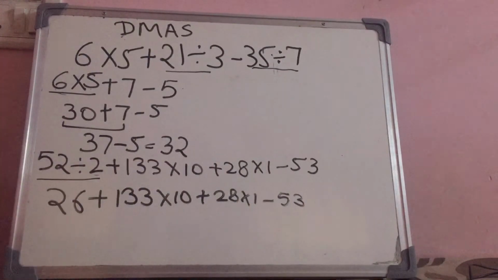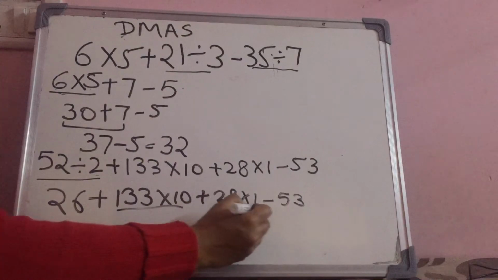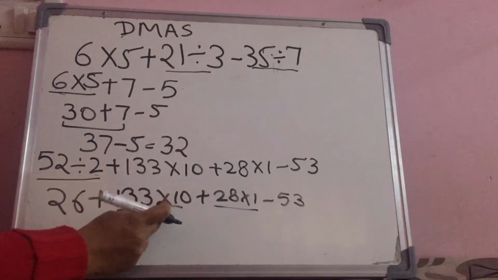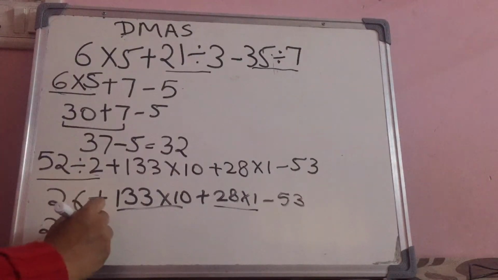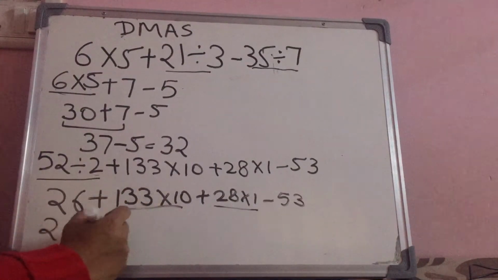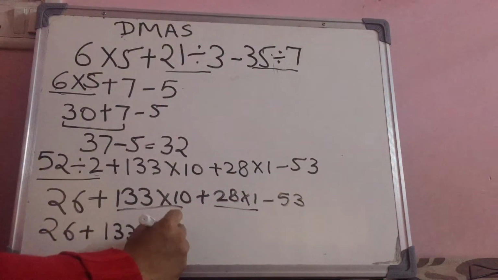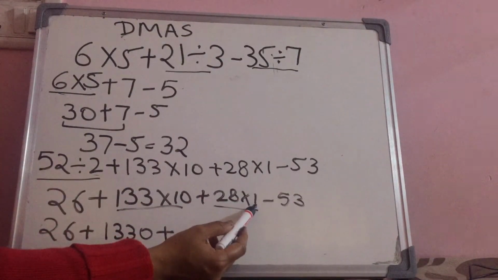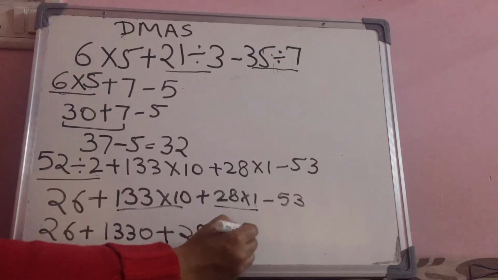Now the second step is multiplication. We'll do the multiplication part. Here we have two terms to be multiplied. 26 plus 133 into 10 will be 1330, plus anything multiplied with 1 will be the number itself, that is 28, minus 53.